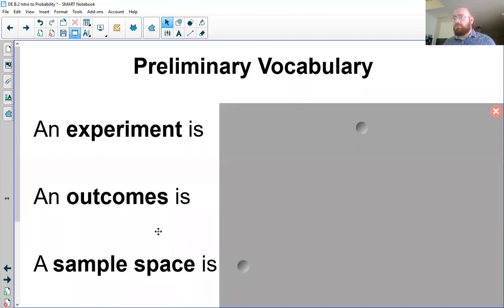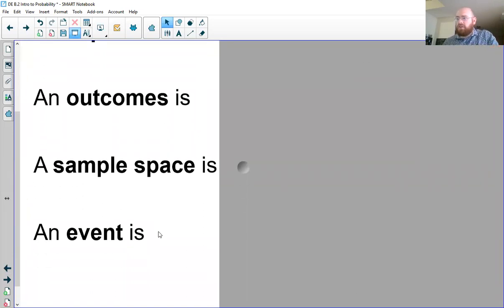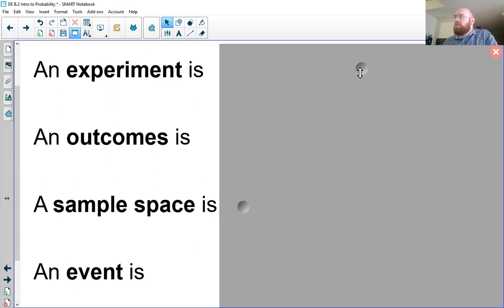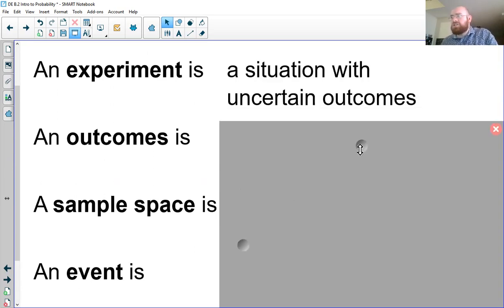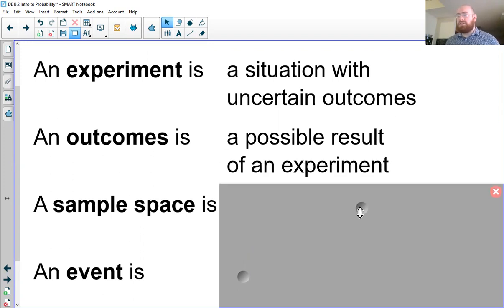So we need to start with some preliminary vocabulary. Namely 4 terms: experiment, outcome, sample space, and event. That's the only 4 there are. An experiment is a situation with uncertain outcomes. So flipping a coin would be considered an experiment because until we get an outcome, we don't know what's going to happen. An outcome is a possible result of the experiment.